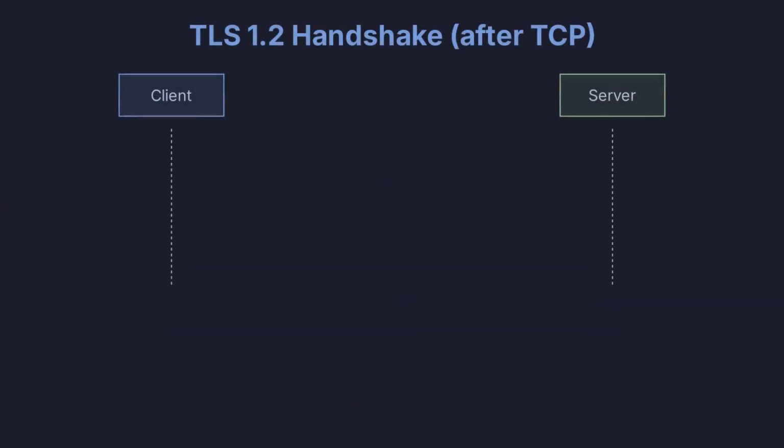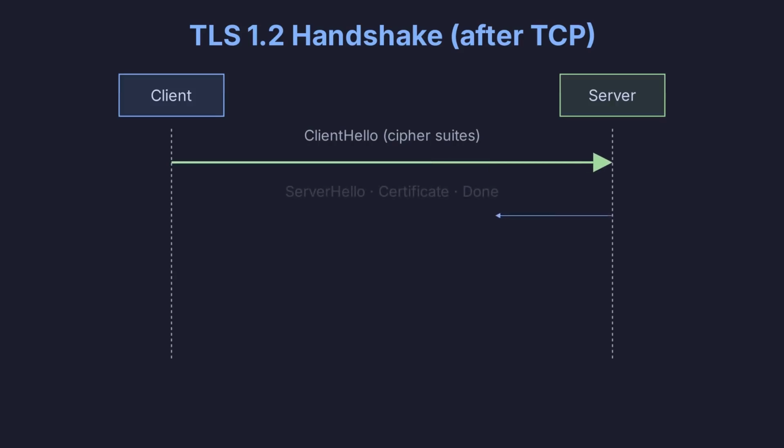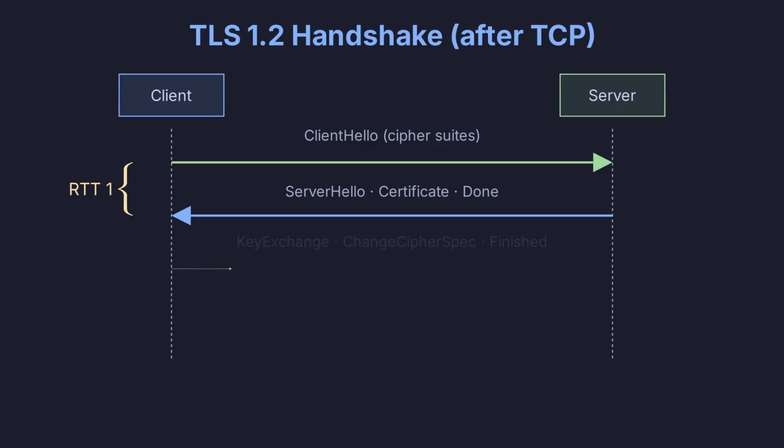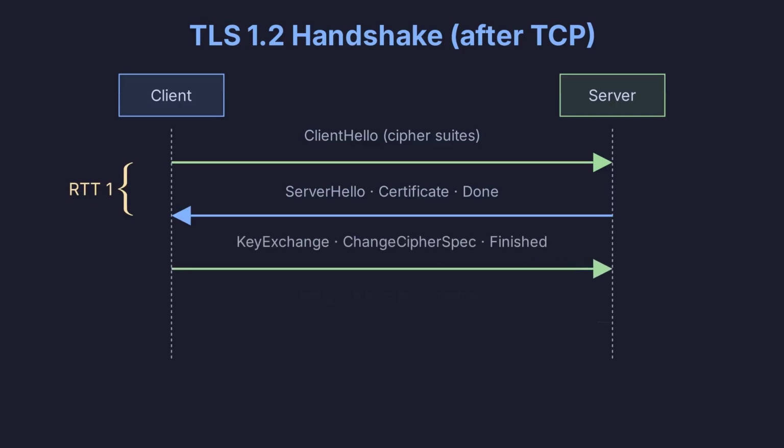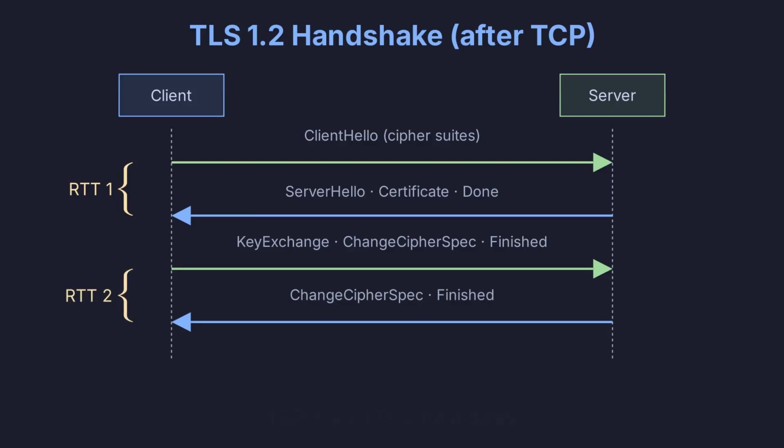Now add TLS version 1.2 after TCP is established. The client sends a client hello with supported cipher suites. The server responds with its certificate, chosen cipher, and server hello done. The client must then verify the certificate and send its key exchange material, signaled by a change cipher spec record. The server finally completes the handshake with its own finished message. That's 2 more round trips on top of the TCP cost.